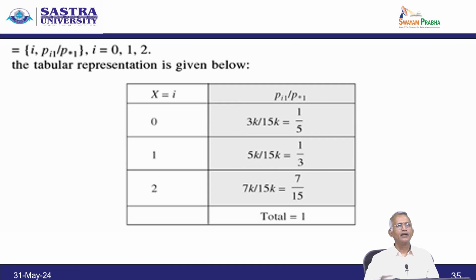So, for i varies from 0 to 1 2, the tabular form is x equal to i and pi1 by p star 1. For i equal to 0, it is 3k by 15k equal to 1 by 5. When x equal to i equal to 1, then 5k by 15k is 1 by 3. When i equal to 2, pi1 by p1 is 7k by 15k is 7 by 15, and we have the tabular representation where the total probability is 1.